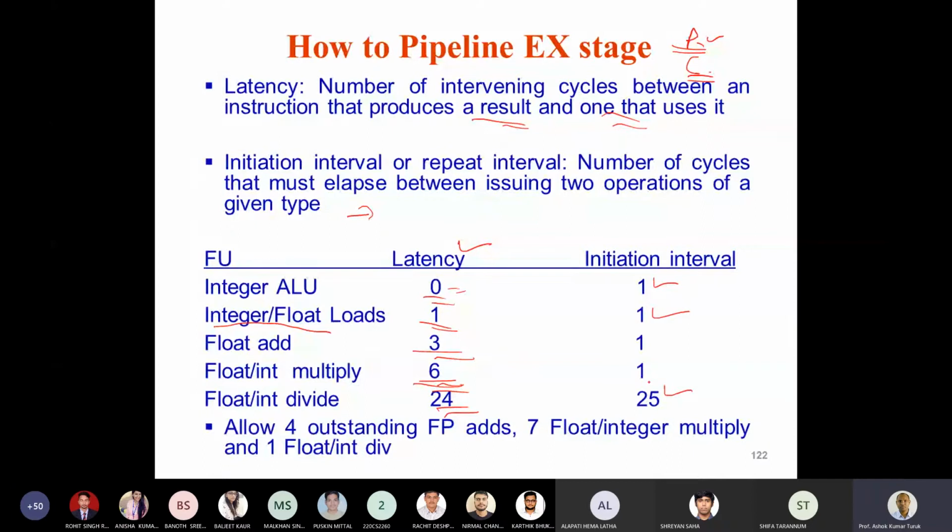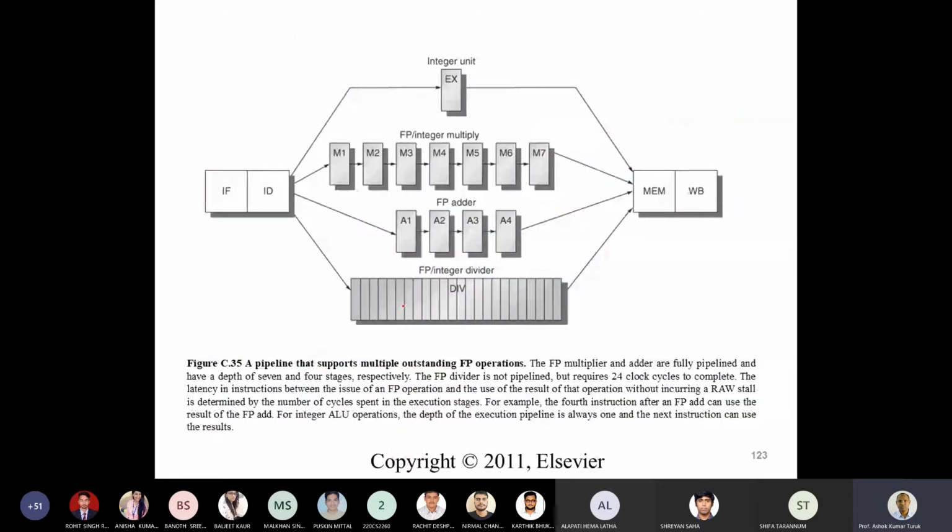That means if you have issued an instruction to the divide functional unit, then the next instruction can be issued only after 25 clock cycles. So the initiation interval is 25. Now if I pipeline the execution stage using this latency and initiation interval for the different functional units, then the resulting structure of the pipeline looks like this.